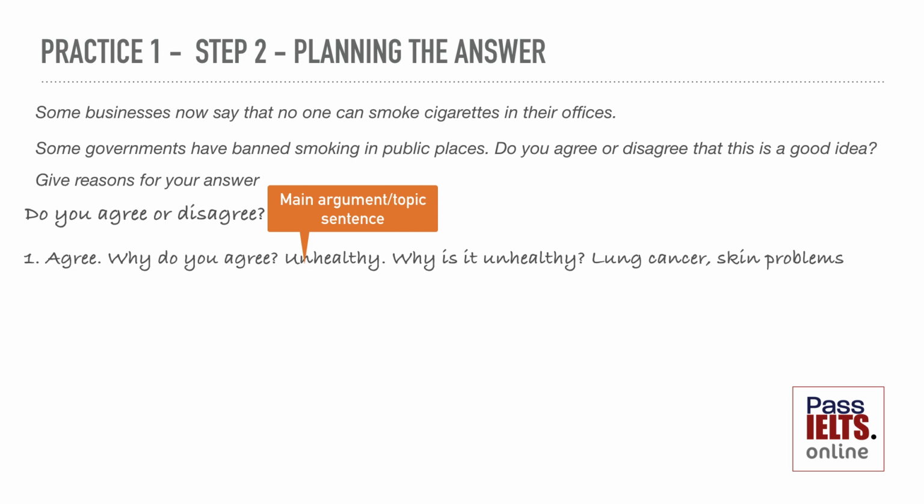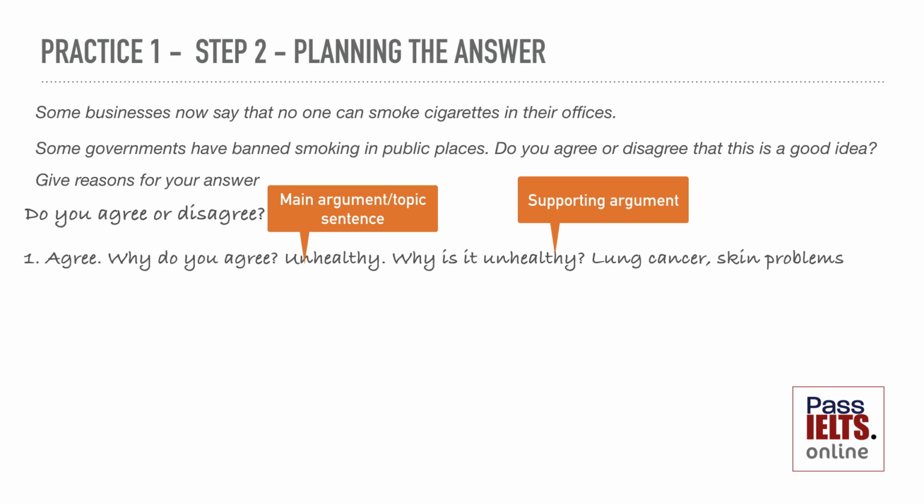You need to have a main argument and or a topic sentence in each paragraph for the task response and also for the coherence and cohesion. So you're really getting two things in this one question. Then you can ask yourself, why is it unhealthy? And you have your supporting argument.